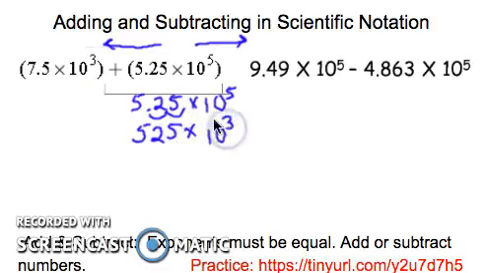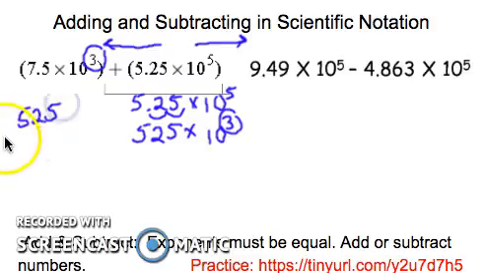So do you see what we did? We started out with 5.25 times 10 to the fifth, and we moved the decimal place twice. So by moving the decimal place twice, that makes 525 times 10 to the third. And that's what we wanted to do. We wanted to have equal exponents. And now we do the same thing we did before. We are just going to add what we have. We have 525 plus 7.5.